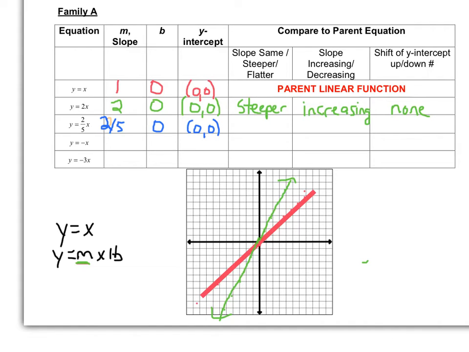And if I have a fraction as the slope, less than 1, that means the slope is flatter than the parent function. And because it's positive, it is still increasing, so I have an increasing line because I have a positive slope. And there is no shift up and down because, again, my b is 0, and it goes through the origin, so there's no shift.